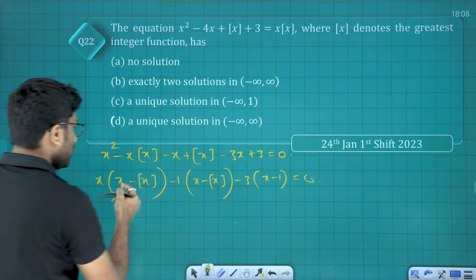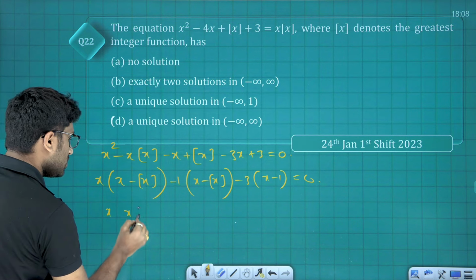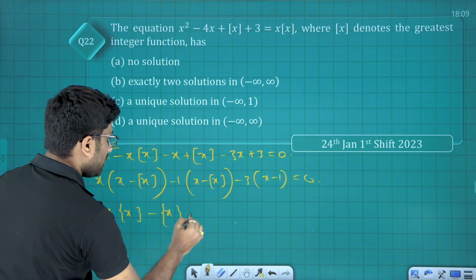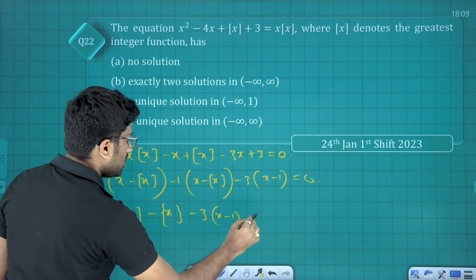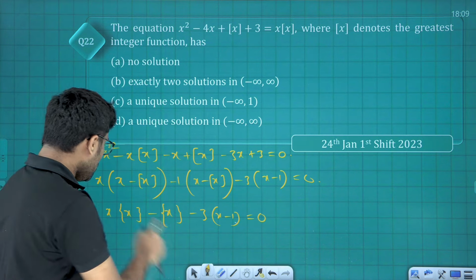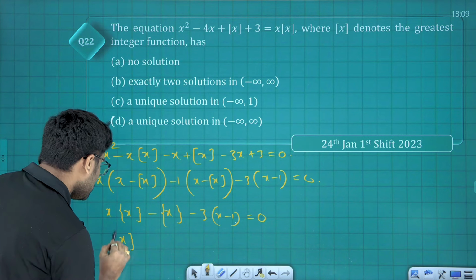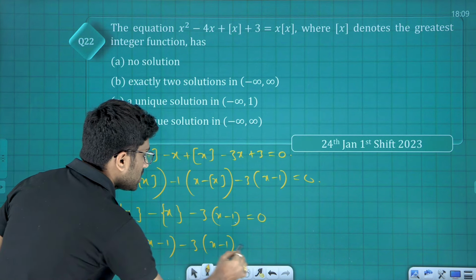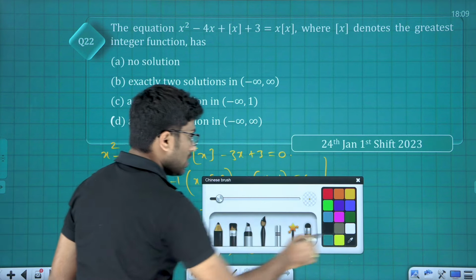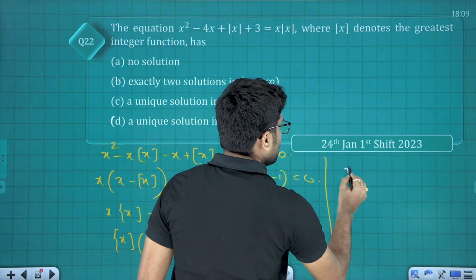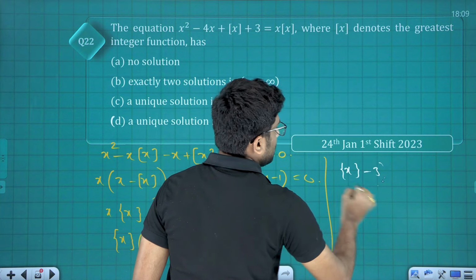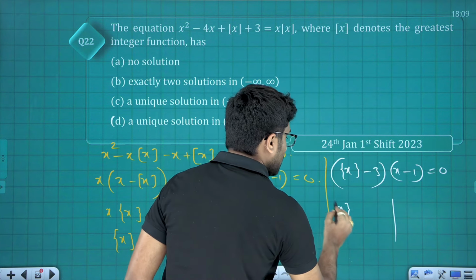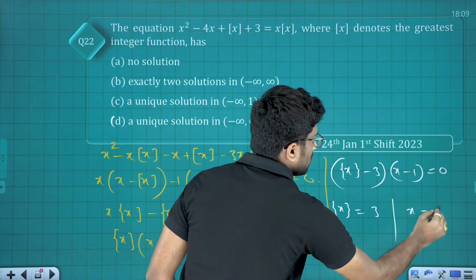equal to 0. We know x minus floor of x is the fractional part of x. So x into fractional part of x, minus fractional part of x, minus 3 times x minus 1 is equal to 0. We can take fractional part of x common: fractional part of x times x minus 1, minus 3 times x minus 1 is equal to 0. Now we can write this as fractional part of x minus 3, into x minus 1, is equal to 0. So fractional part of x is equal to 3 or x is equal to 1.